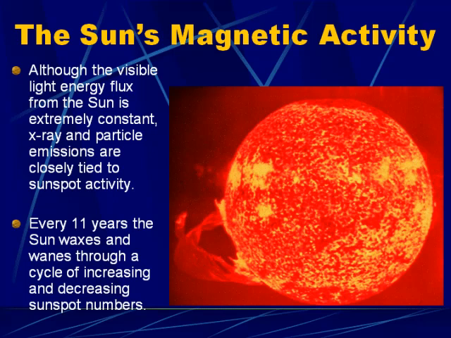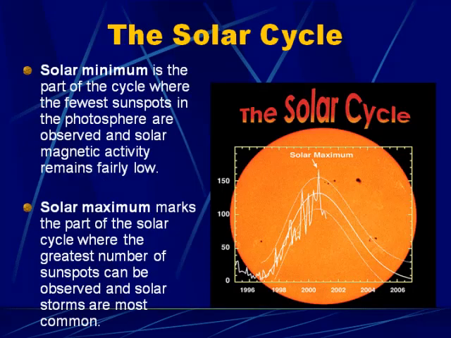We have observed, however, that the magnetic field and the sunspots seem to come in cycles. We call this a solar cycle. Every 11 years, the sun waxes and wanes through these cycles of increasing and decreasing sunspot numbers. Sometimes there are a lot of sunspots. Sometimes there are very few. We call the peak of sunspot and magnetic activity solar maximum.